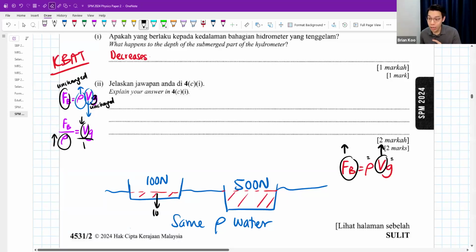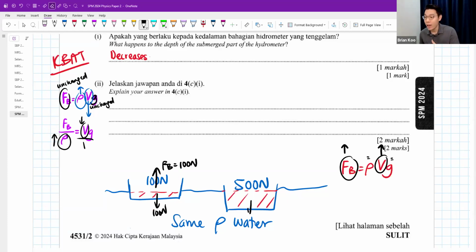Because if I hold 100 Newton, I need a buoyant force of 100 Newton or else the ship will sink. If I am 500 Newton, I need a buoyant force of 500 Newton or else the ship will sink. And how do I have more buoyant force? I need to submerge more volume. The density of the liquid never changes. It's the same. Okay, these two are very different concepts. So explain your answer.